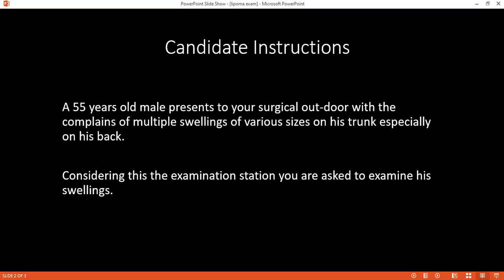Ma'am, you have to tell me the details. Just imagine and tell me if it's the lipoma that you're examining. So how is it in consistency? Yes, lipoma. It's soft in consistency.